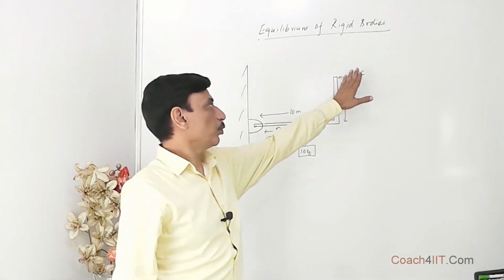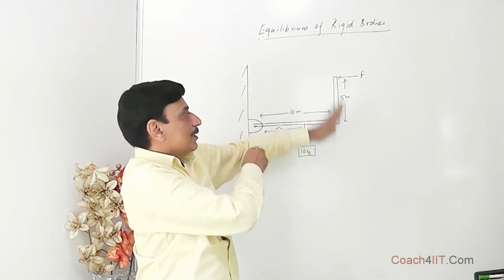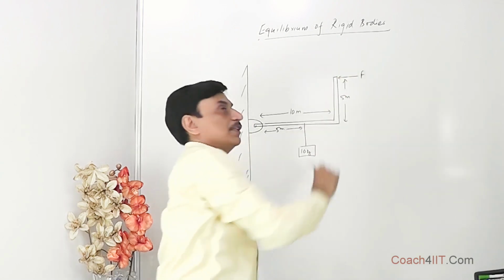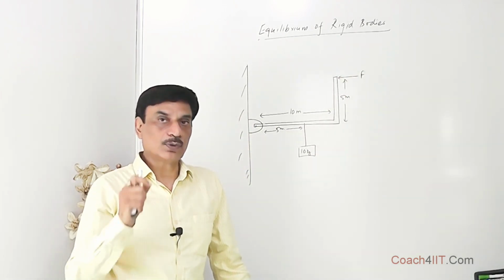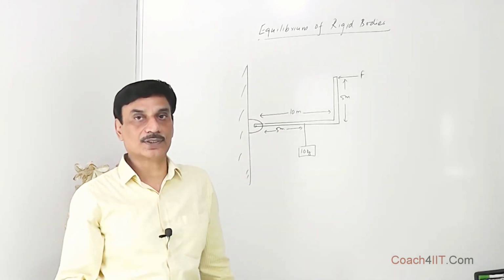So if this force is not there, then certainly, because it is hinged over here, this will rotate like this, and this will come down. So that it doesn't come down, a horizontal force F is being applied in this direction. The question is, what is the value of this force so that it doesn't move in this direction?